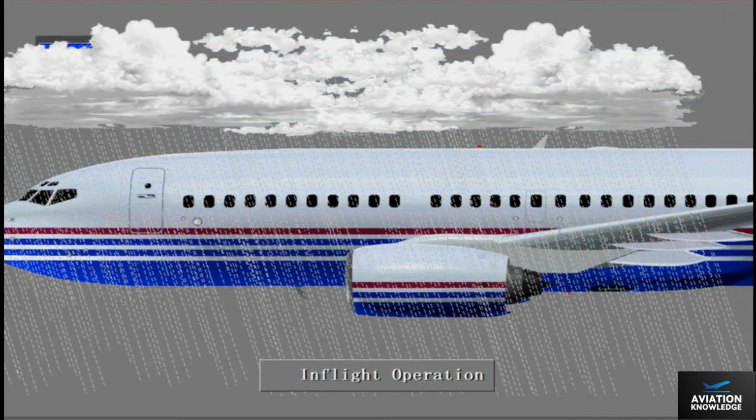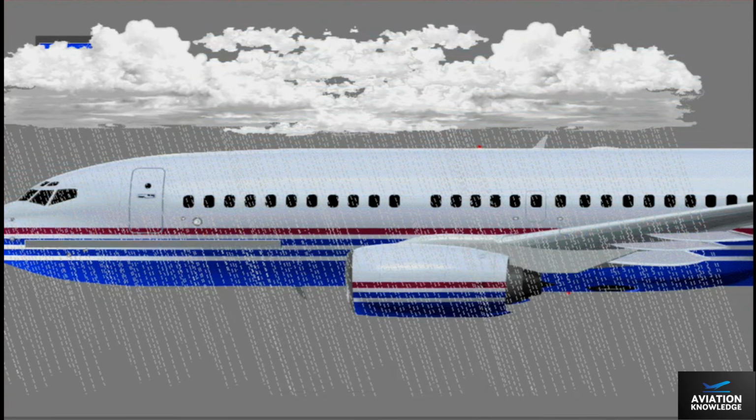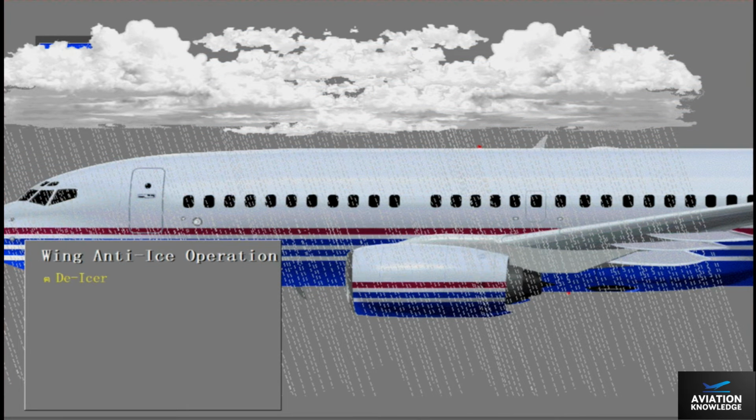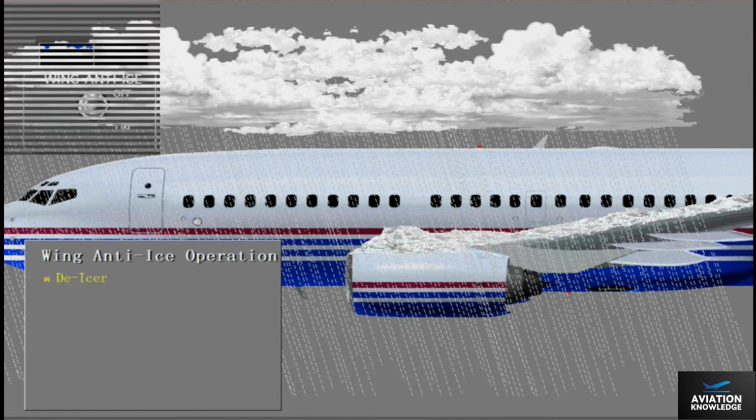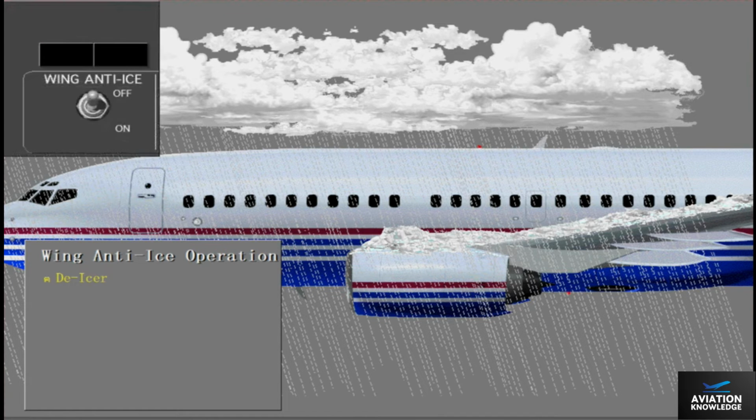Now let's look at flight operations. There are two methods of operation for the wing anti-ice in flight. The primary method uses the anti-ice system as a de-icer. This method allows the ice to accumulate before you turn on the wing anti-ice. Now turn on the wing anti-ice and look at the wings.